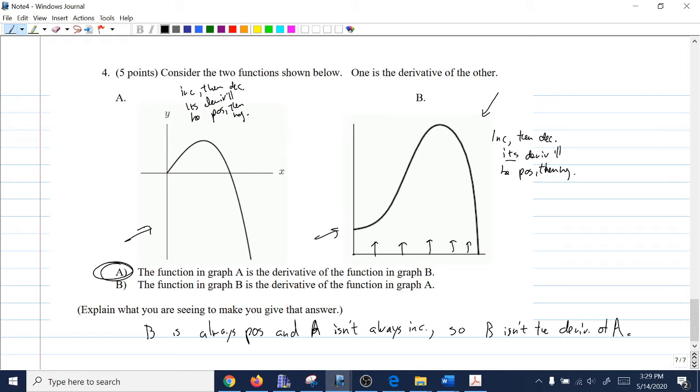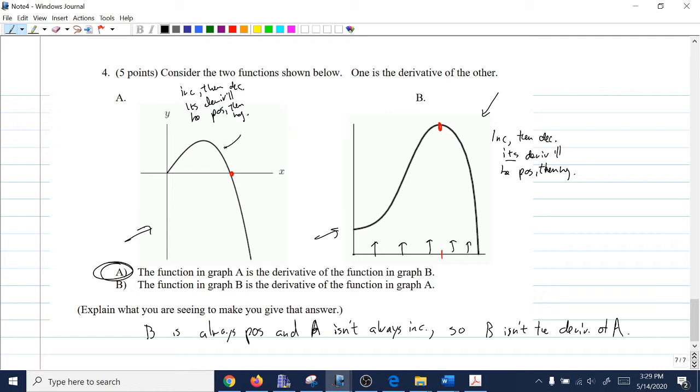Other things I might make mention of: this function has a critical point here where it switches from increasing to decreasing. That corresponds with here's the place where it switches from being positive to being negative. This graph is concave up, then concave down. This graph is increasing, then decreasing. Those are other signs that they match up.